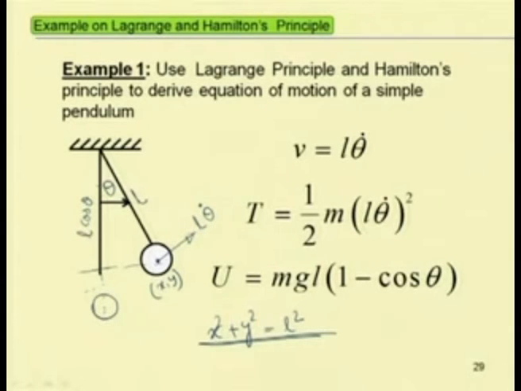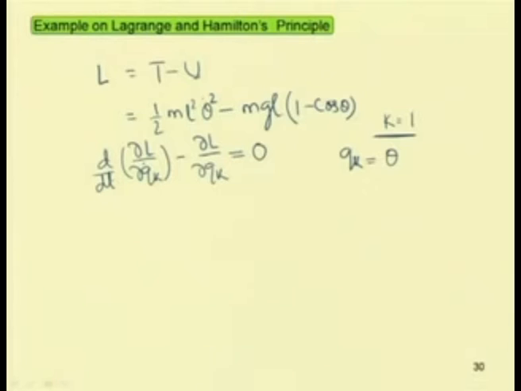So, in this case we are using theta as the generalized coordinate to determine the equation of motion. So, here qk is theta. So, I can derive this equation in this way. So, d by dt of del L by del qk dot, that means del L by del theta dot.